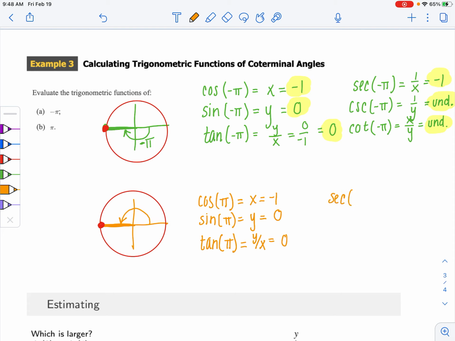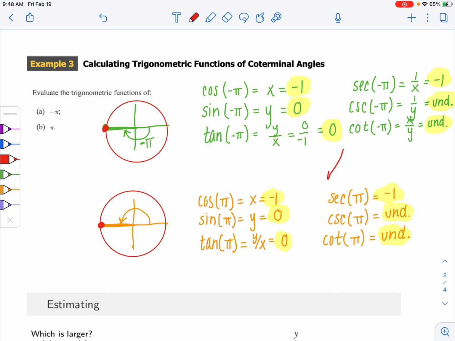Hopefully you're seeing the pattern here. I'm just going to write these out. Secant is the reciprocal, so it's going to still be negative 1. Cosecant is the reciprocal of sine, which would be undefined. And the cotangent is the reciprocal of tangent, which will also be undefined. Here are your 6 trig functions for pi.